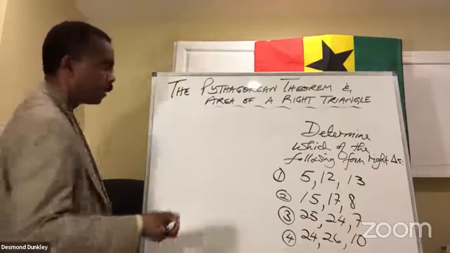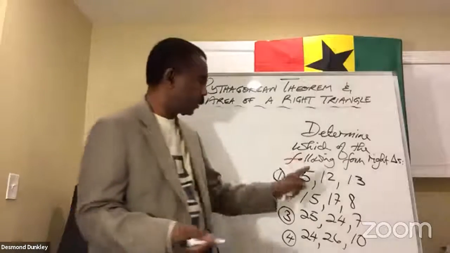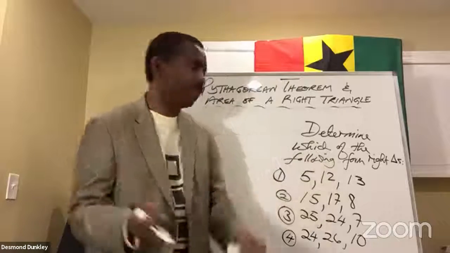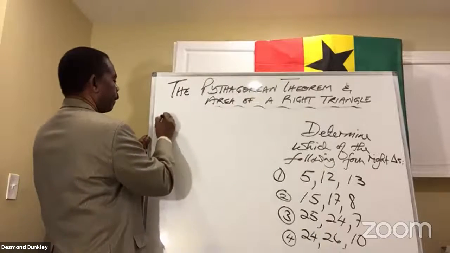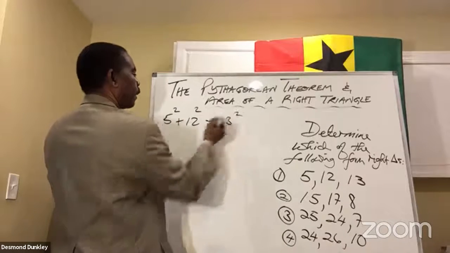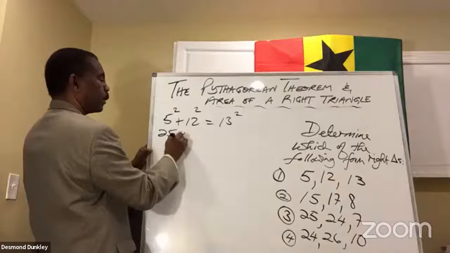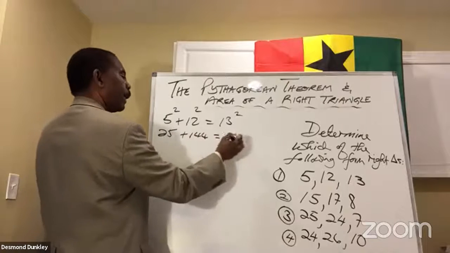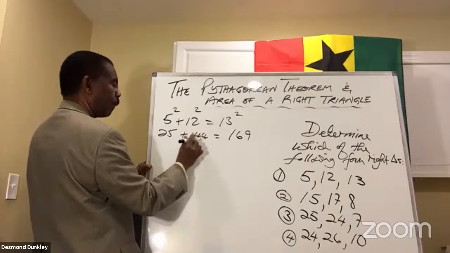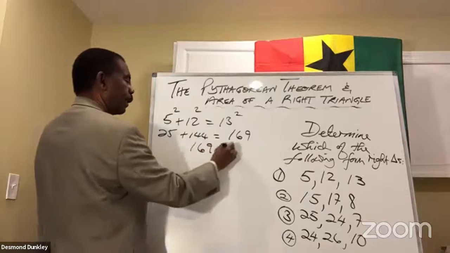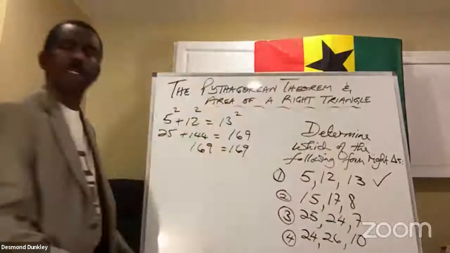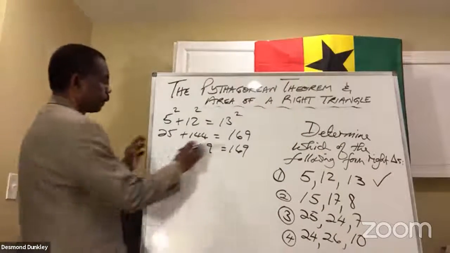The first one. Remember, the 2 small lengths must go on the same side. So 5 squared plus 12 squared equal to 13 squared. Let's find out. 25 plus 144, is that equal to 169? 25 and 144, 169 equals 169. Yes, it works.